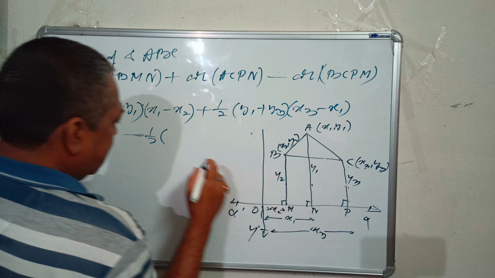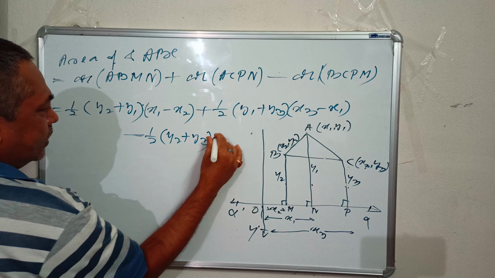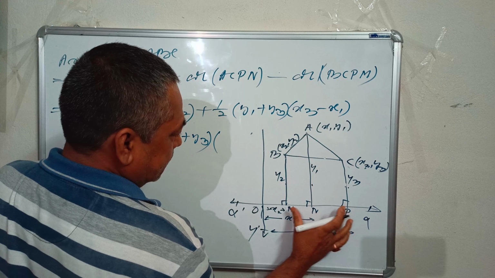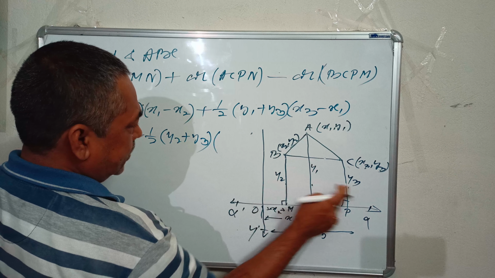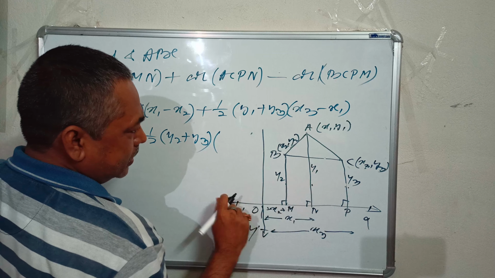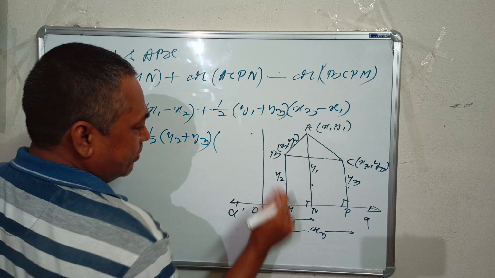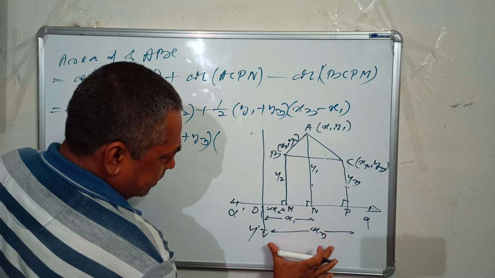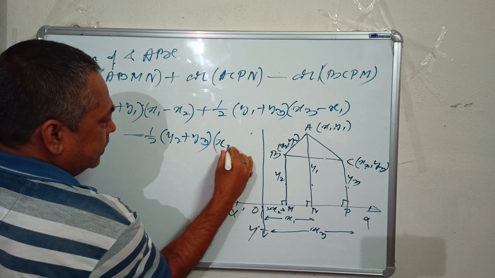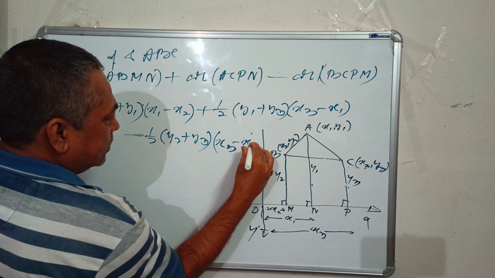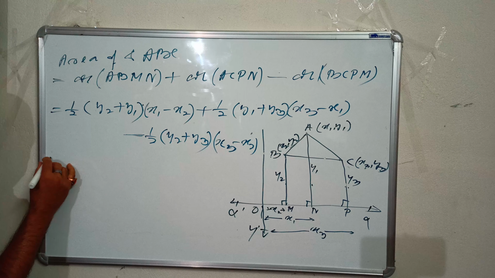Again half into the area of BCPN: y2 plus y3, these are the two parallel sides, into the distance BCPN, so this distance is x3 minus x2. Now you can take half common.